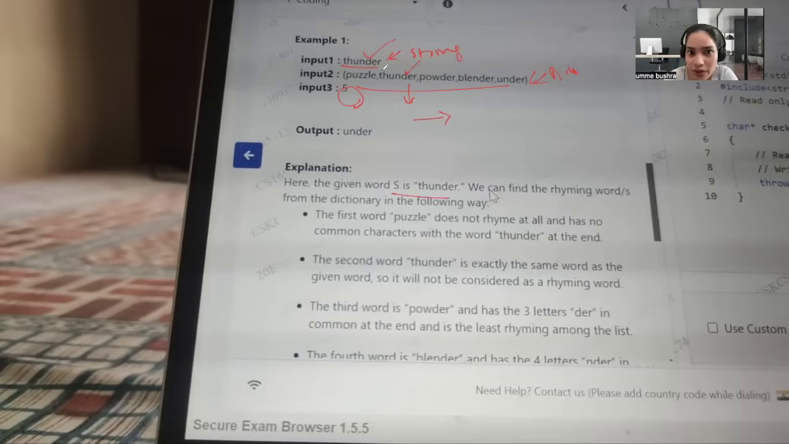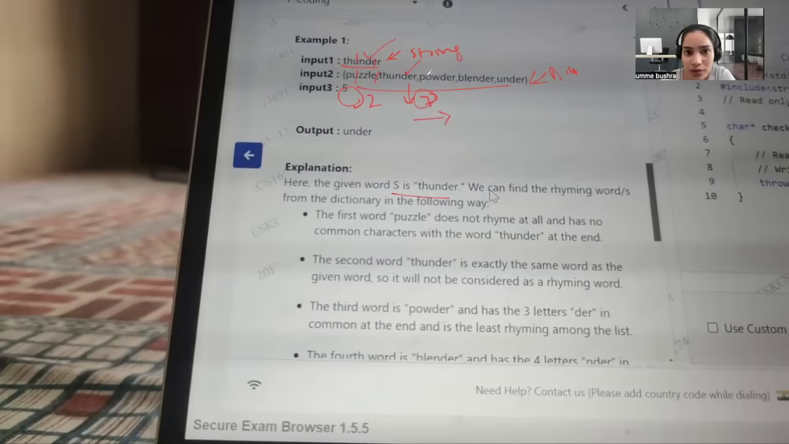Okay, now if you go to puzzle, how many words do they have in common? U, U, E, E. Two words in common. Thunder, 1, 2, 3, 4, 5, 6, 7. All 7 are in common. But you are not supposed to return the exact same word.